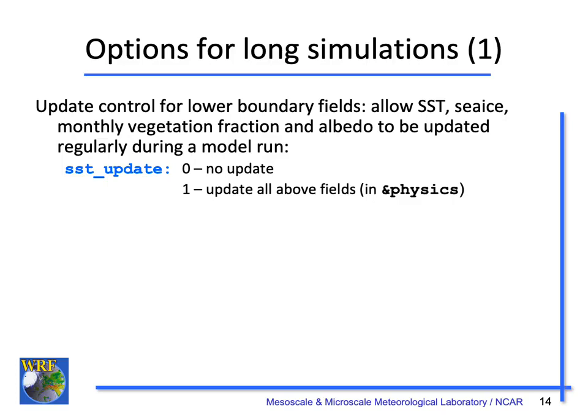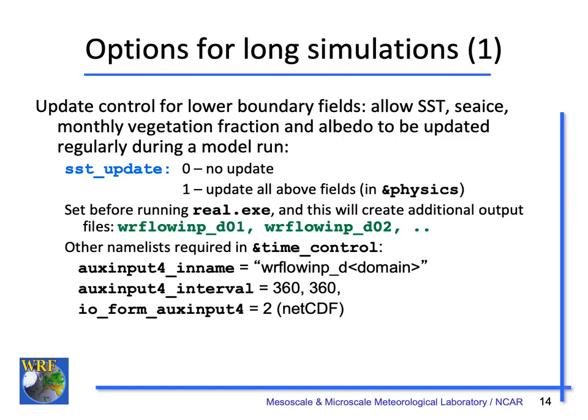To use the SST update option, it requires an additional input file. So we must set this option before we run program real.exe, and running the program will create an actual file called wrflowinp. This file contains data such as SST, sea ice, monthly vegetation fraction, and so on, used by the SST update option. If we run nested WRF, we should have this file for each of the domains.